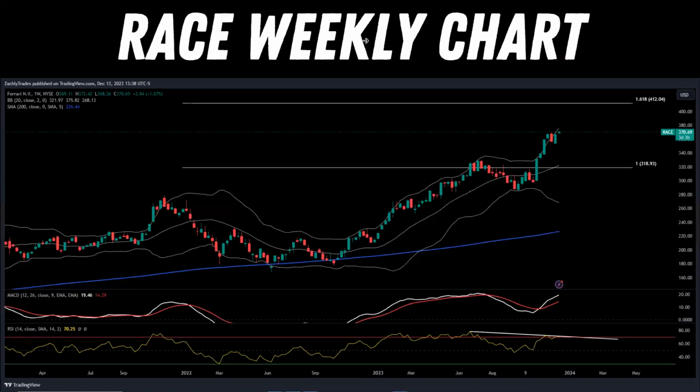Now let's go ahead and start off here with RACE. Okay, good old Ferrari, looking at the weekly time frame. And this chart is definitely bullish. So don't mistake anything I'm about to tell you guys. It's consistently making highs and higher highs. But here currently at the moment, if you look, we made that high and higher high, and at the same exact points on the RSI, we made a high and then a lower high.